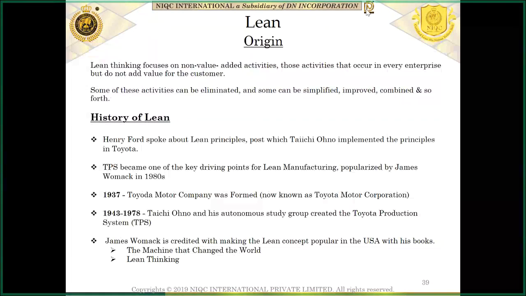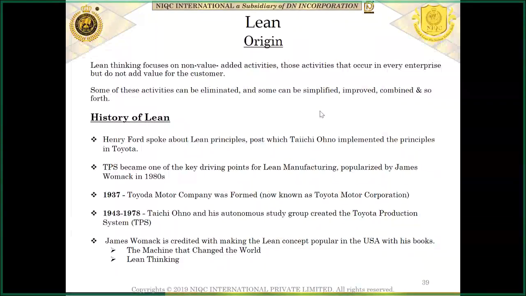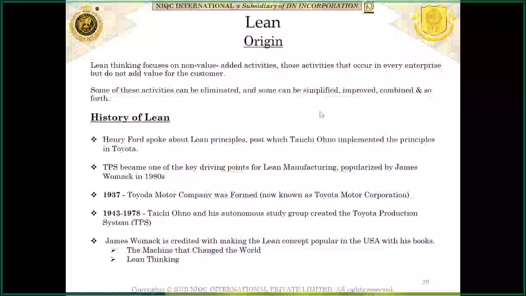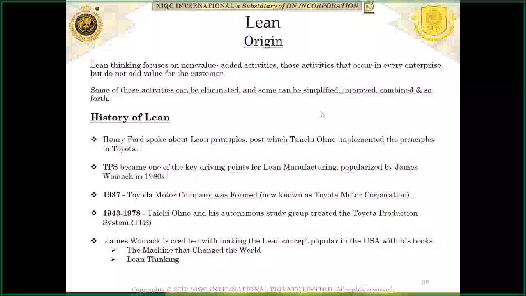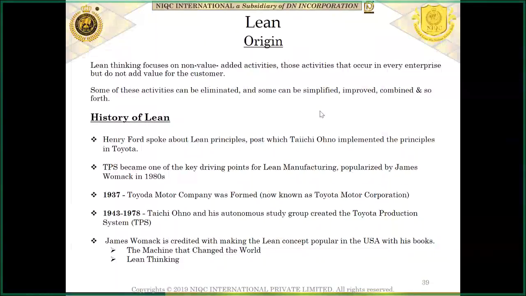And lean largely focuses on reducing waste, and it came from Toyota actually. Six Sigma focuses on reducing variation, but lean focuses on reducing waste. So lean is a strategy of maximizing value to customer by reducing waste. This Japanese approach helps you reduce waste, saving your time, reducing your effort, saving your money.